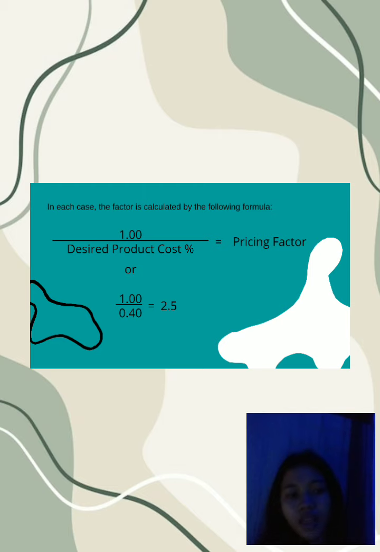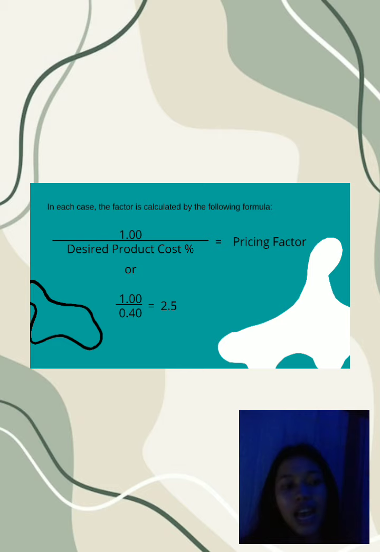Thus, if you were attempting to price a product to achieve a product cost of 40%, the computation is shown. This pricing factor of 2.5, when multiplied by any product cost, will make a selling price that yields a 40% product cost. The formula is as follows.